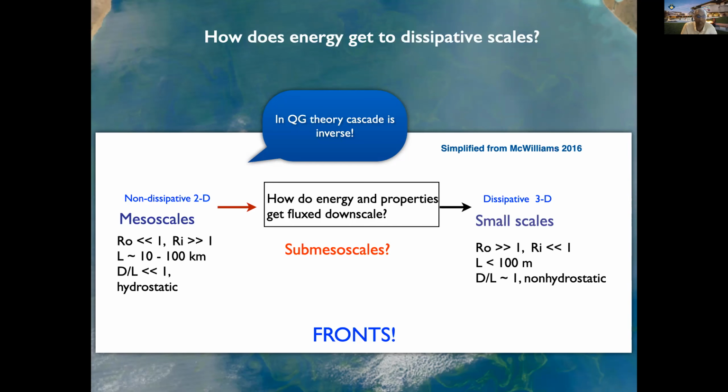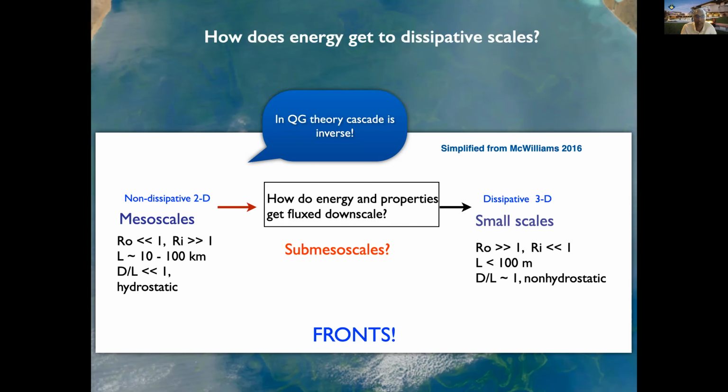So at mesoscales, when we have Rossby numbers much less than 1 and Richardson numbers much greater than 1, stratified low Rossby number flows, the dynamics are mostly hydrostatic, they are non-dissipative, and the energy flows to the larger scales. At the smaller scales, where the Rossby numbers are much greater than 1 and the Richardson number is much less than 1, the dynamics can be non-hydrostatic.